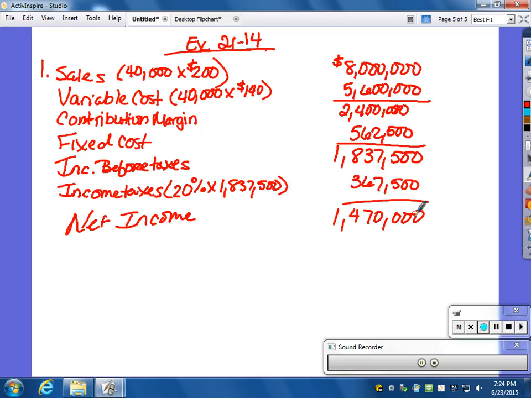One more problem. Exercise 21-15. Non-break company management predicts 390,000 of variable costs, 430,000 of fixed costs, and a pre-tax income of 155,000 in the next period. Management also predicts that the contribution margin per unit will be $9. Use this information to 1, compute total expected dollar sales for the next period, and 2, number of units expected to be sold next period.